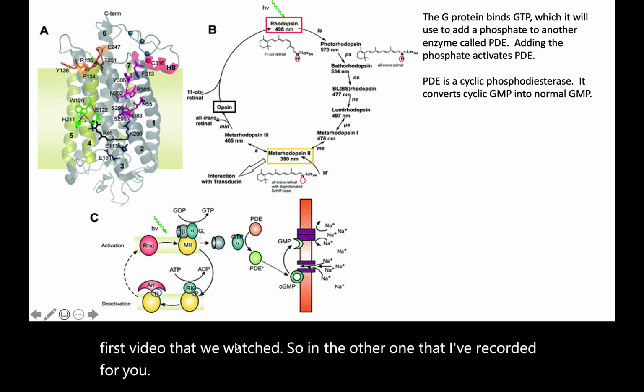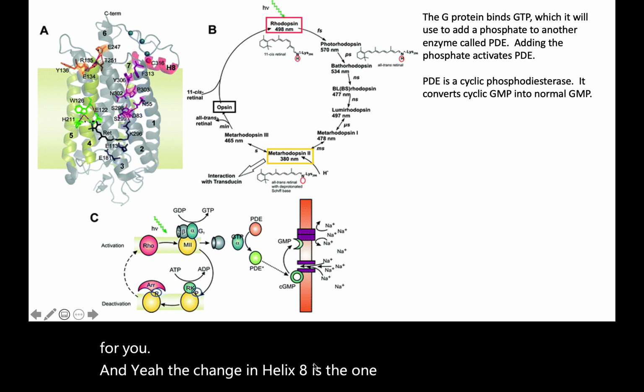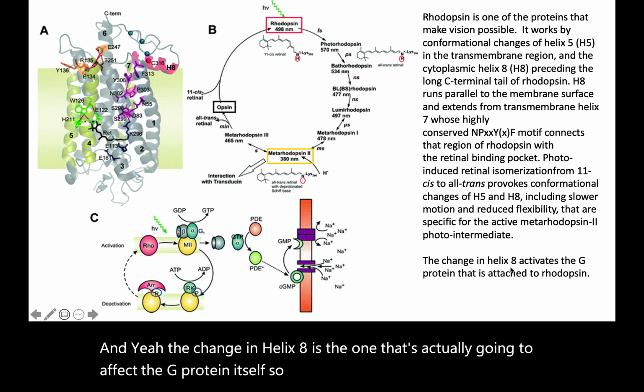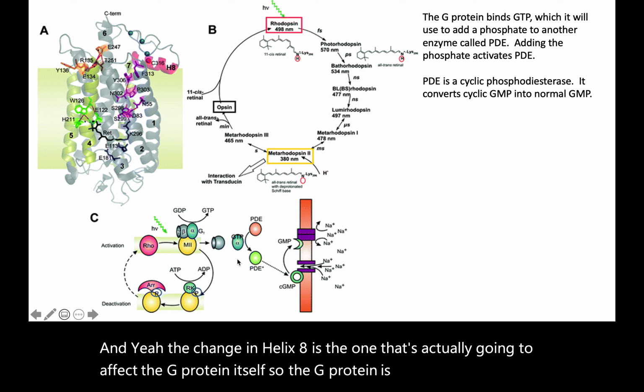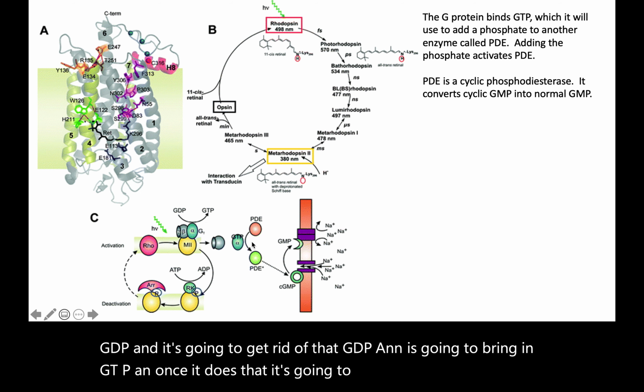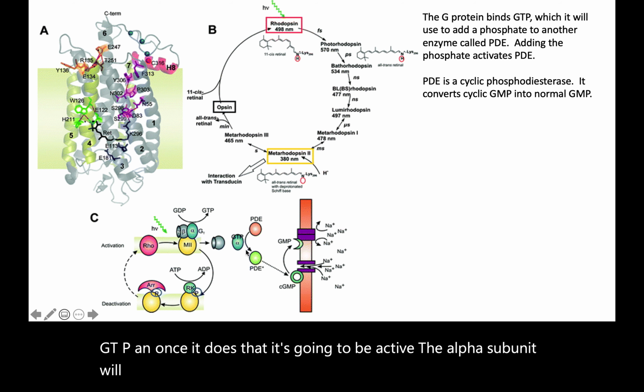And yeah, the change in helix 8 is the one that's actually going to affect the G protein itself. So the G protein is going to be bound to GDP, and it's going to get rid of that GDP, and it's going to bring in GTP. And once it does that, it's going to be active. The alpha subunit will split off from the beta and gamma.